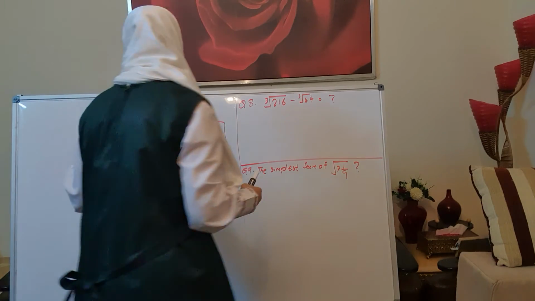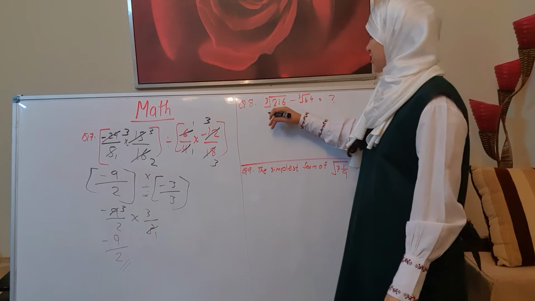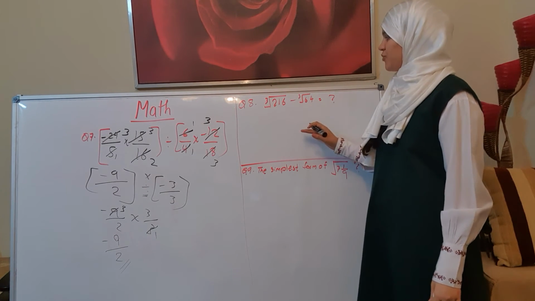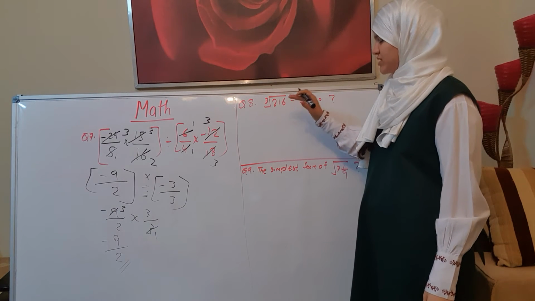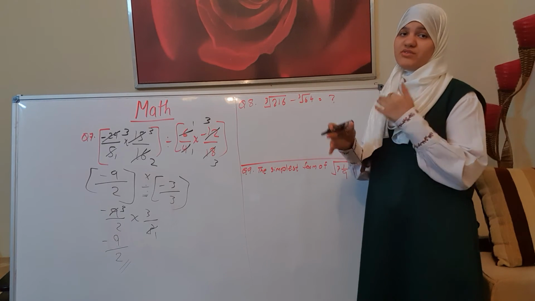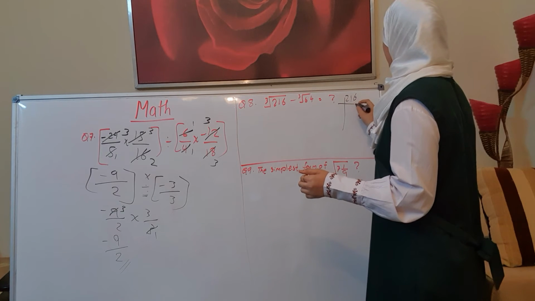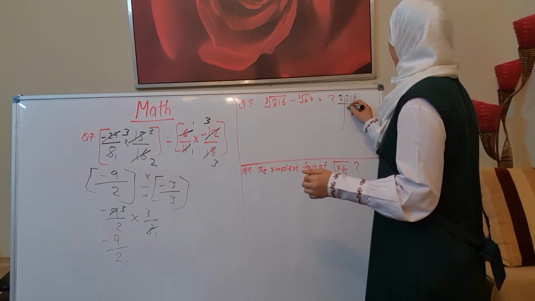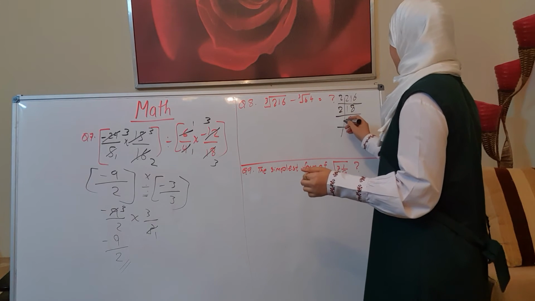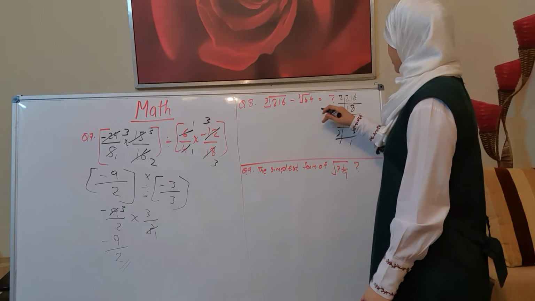That was the answer for question number 7. Now question number 8: we have the cube root of 216 minus the cube root of 64. What is the number that gives 216 and 64? You can also do it by division. 216 divided by 2 gives 108, and again by 2 gives 54, then by 3, by 3, by 3, so we have 2, 2, 3, 3.